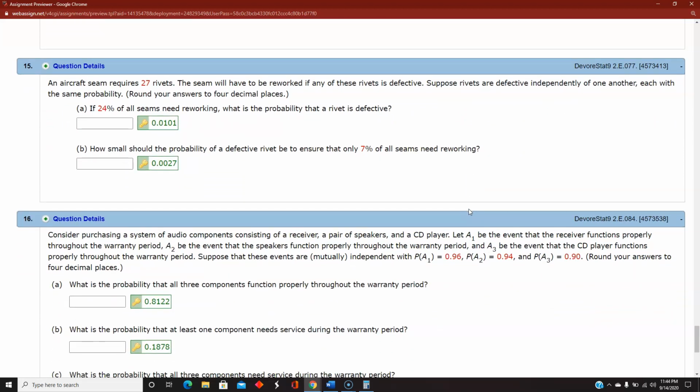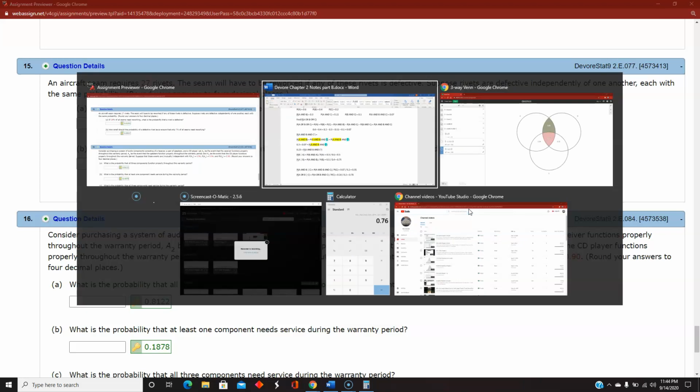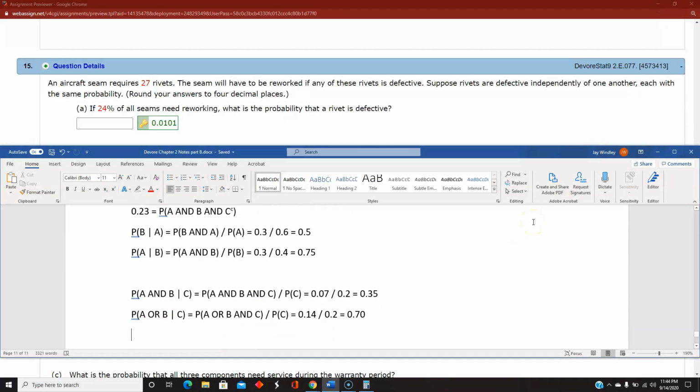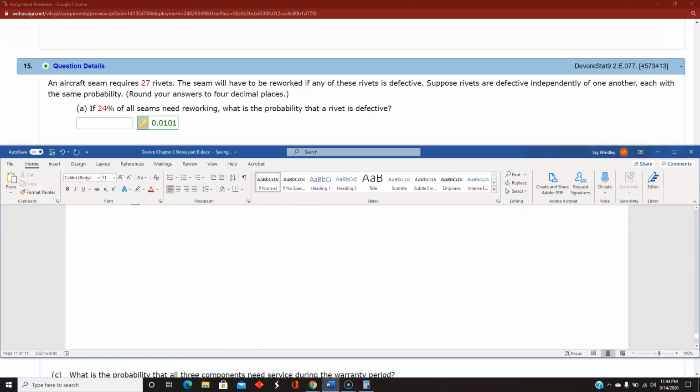An aircraft seam requires 27 rivets. The seam will have to be reworked if any of the rivets are defective. Suppose rivets are defective independently of one another, each with the same probability. If 24% of the seams need reworking, what is the probability that a rivet is defective? So, let me make this a little bit smaller and we can possibly reason through this.